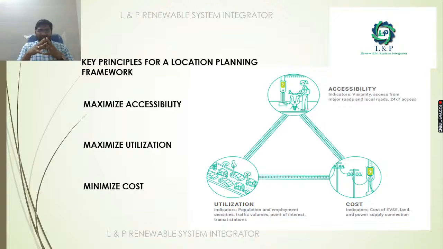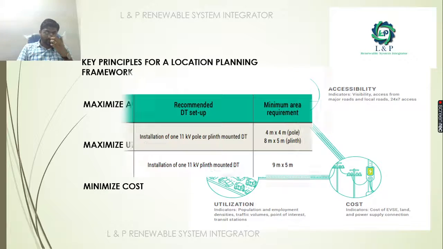In the key principles for a local planning framework, maximum accessibility should be there. It should be available 24/7, and it should have maximum utilization, since the population and employment densities are increasing and we have traffic volumes. Most importantly, we need to reduce the cost of the electric vehicle supply equipment, the land, and the power supply connections.